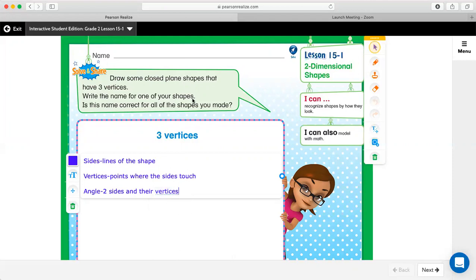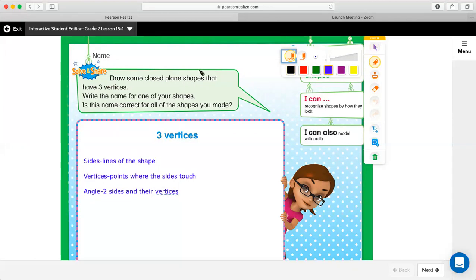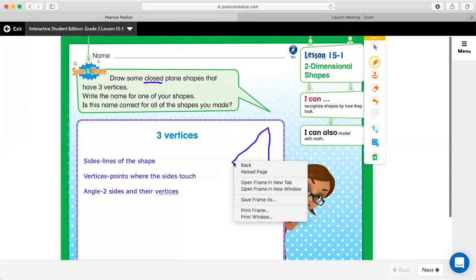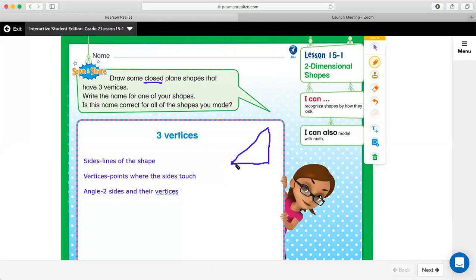Okay? Another word that we're going to be seeing a lot of today is a closed shape. So I'm going to do my best right now to draw you a triangle. I'm going to draw a right triangle. Okay? A right triangle has a 90-degree angle. When we see closed shape, it means every side touches. There's no opening here.